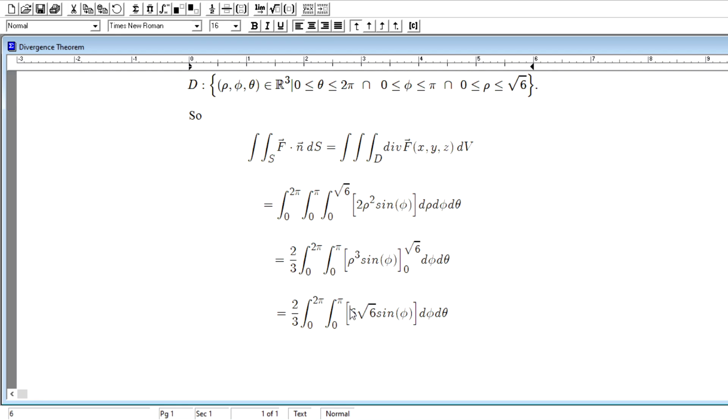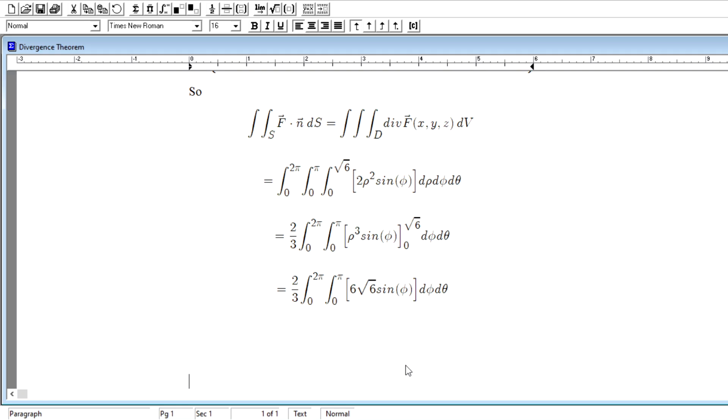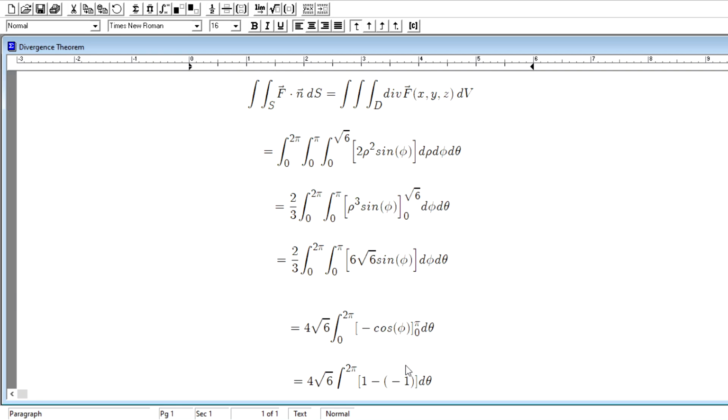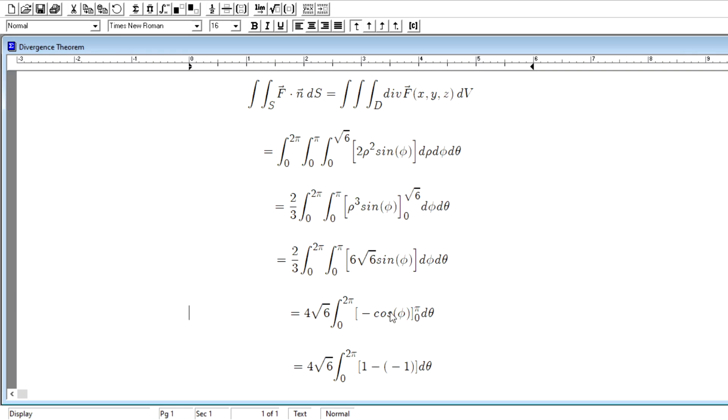All right. So now if I integrate this statement with respect to the sine of phi, that's going to be negative 6 root 6 cosine phi. We might leave the negative cosine phi inside the brackets, bring the 6 root 6 out and make that 12 root 6 over 3, or 4 root 6 on the outside. And have on the inside negative cosine phi for our integrand, where that negative cosine phi is now going to be evaluated across those bounds from 0 to pi.